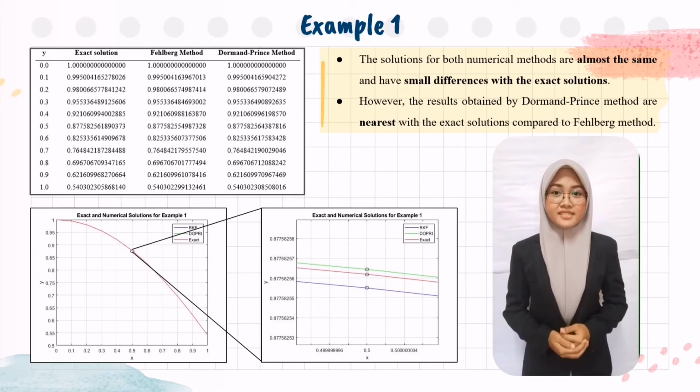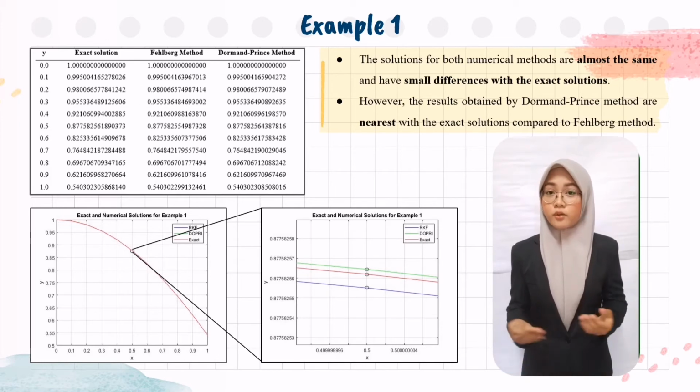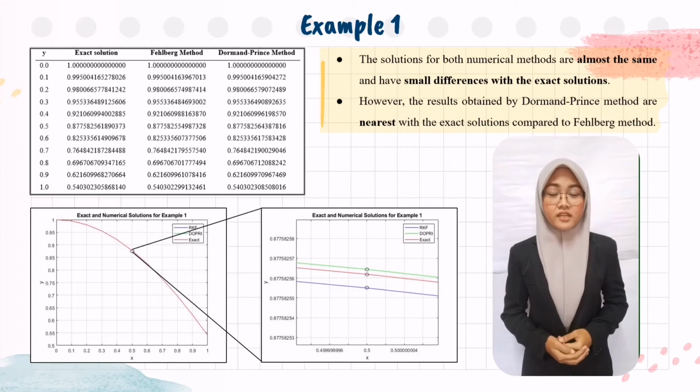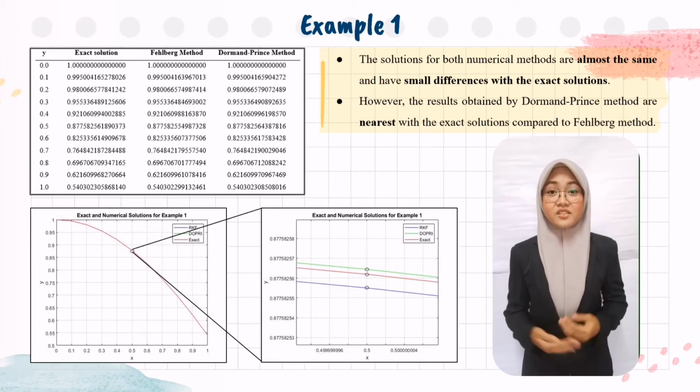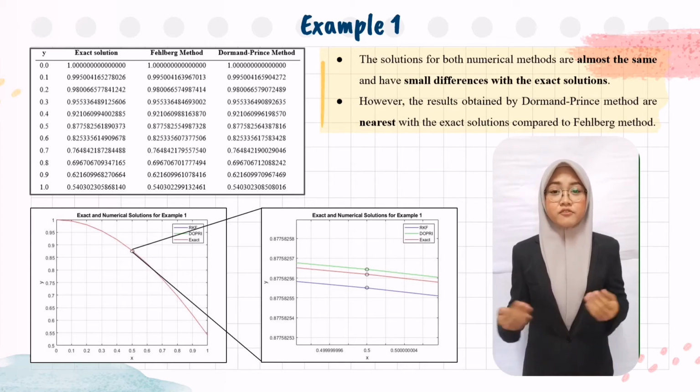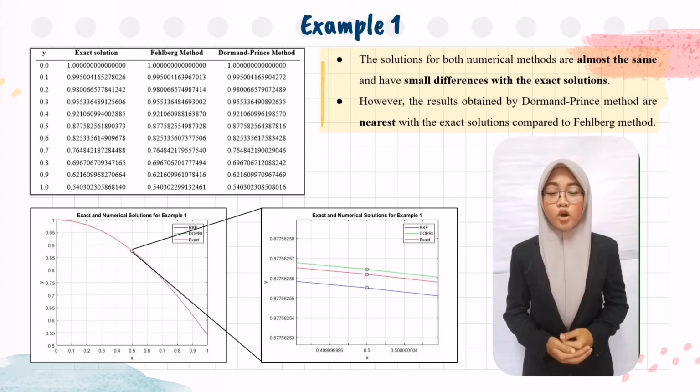There are 3 types of examples discussed in the results and discussions. For example 1, the result shows that values obtained for the Dormand-Prince method are closer to the exact solutions compared to the Fehlberg method. From the figure computed in MATLAB software, the blue line represents the Fehlberg method, the green line represents the Dormand-Prince method, and the red line represents the exact solution. The figure also shows that the 3 lines seem to overlap with each other, as the differences in value produced by the 3 methods are very small. However, it is highly significant. In comparison with the Fehlberg method, the results obtained by the Dormand-Prince method are closer to the exact solutions.